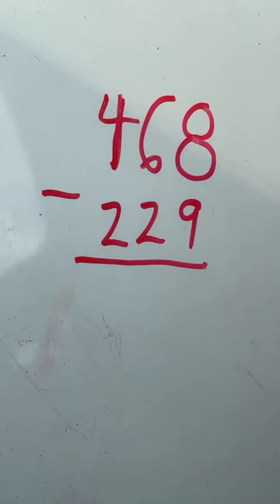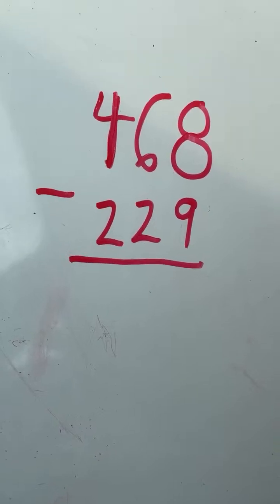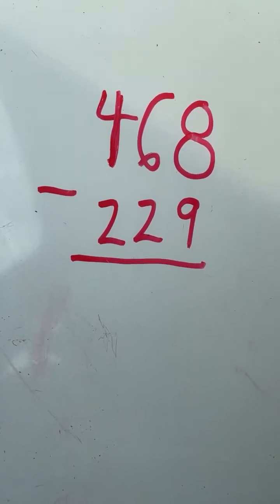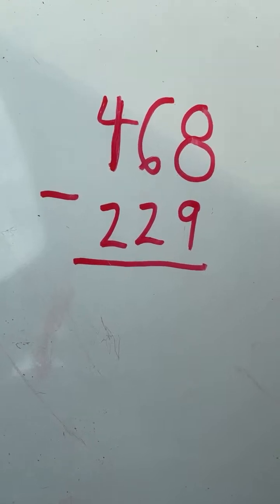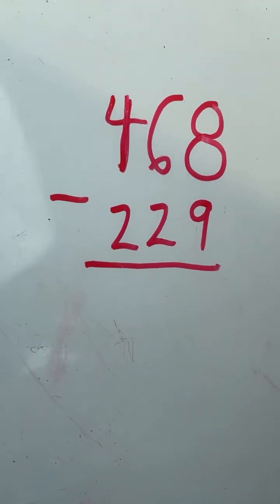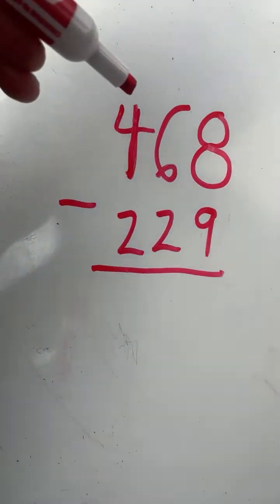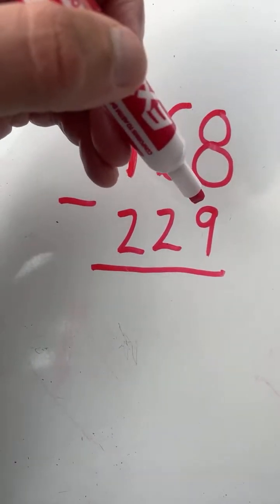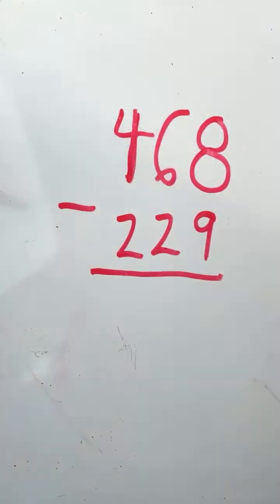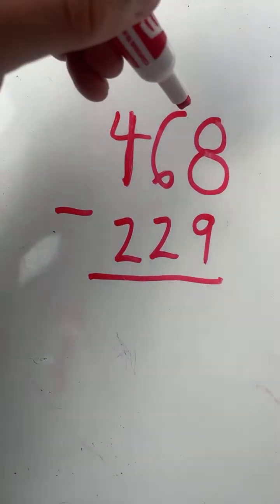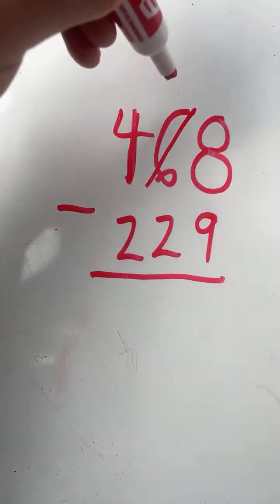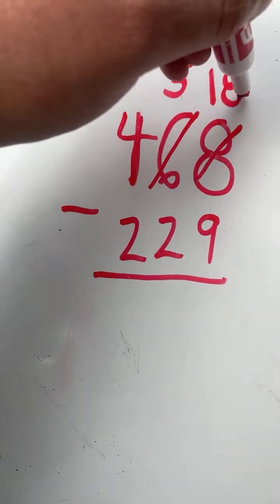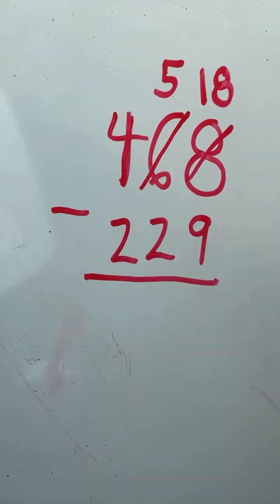So we have 468 minus 229. So first thing we do is check if regrouping is needed. So 4 is bigger than 2, 6 is bigger than 2, 8 is not bigger than 9, so we will need to regroup in the ones place. So the 6 becomes a 5, and then the 8 becomes an 18. And now we are ready to subtract.